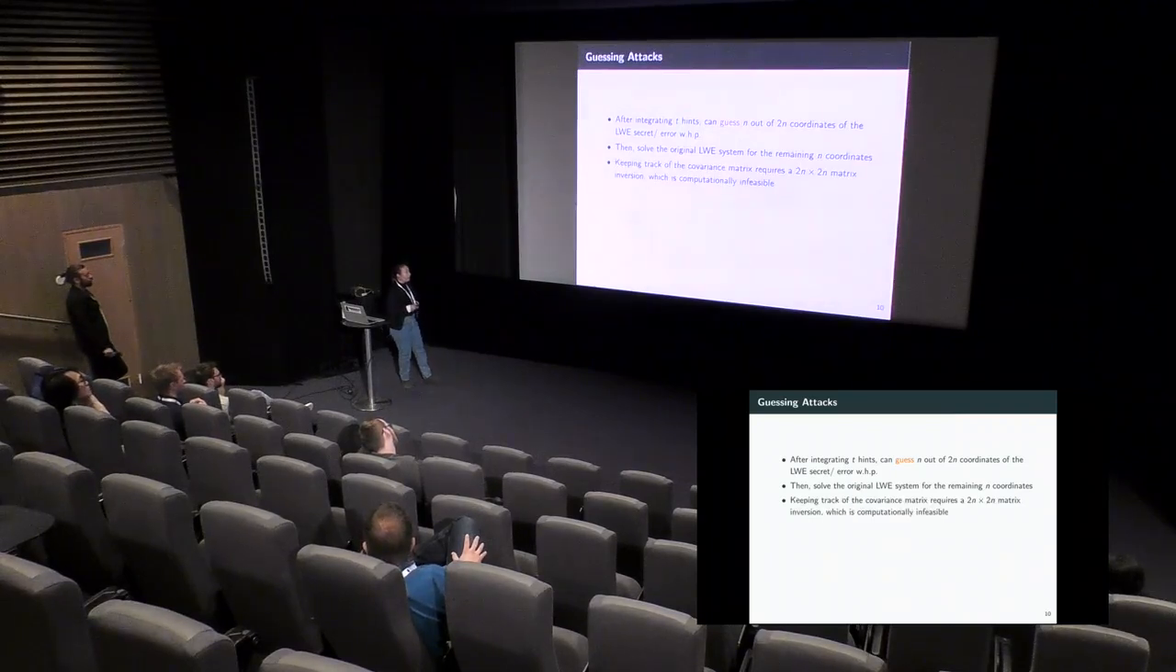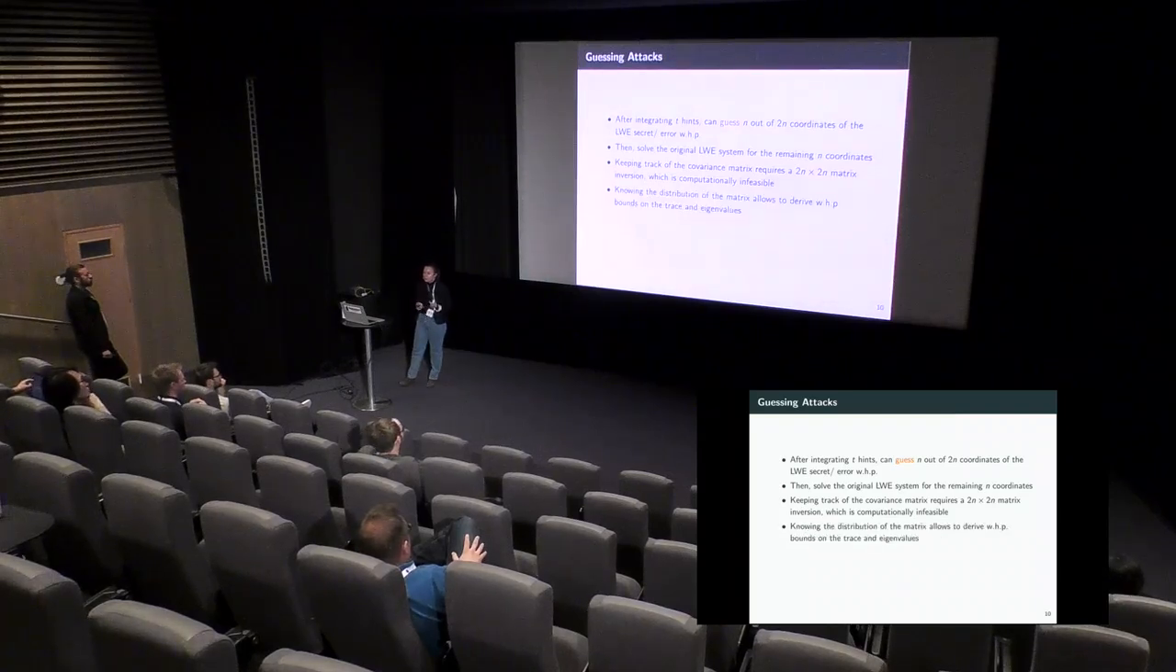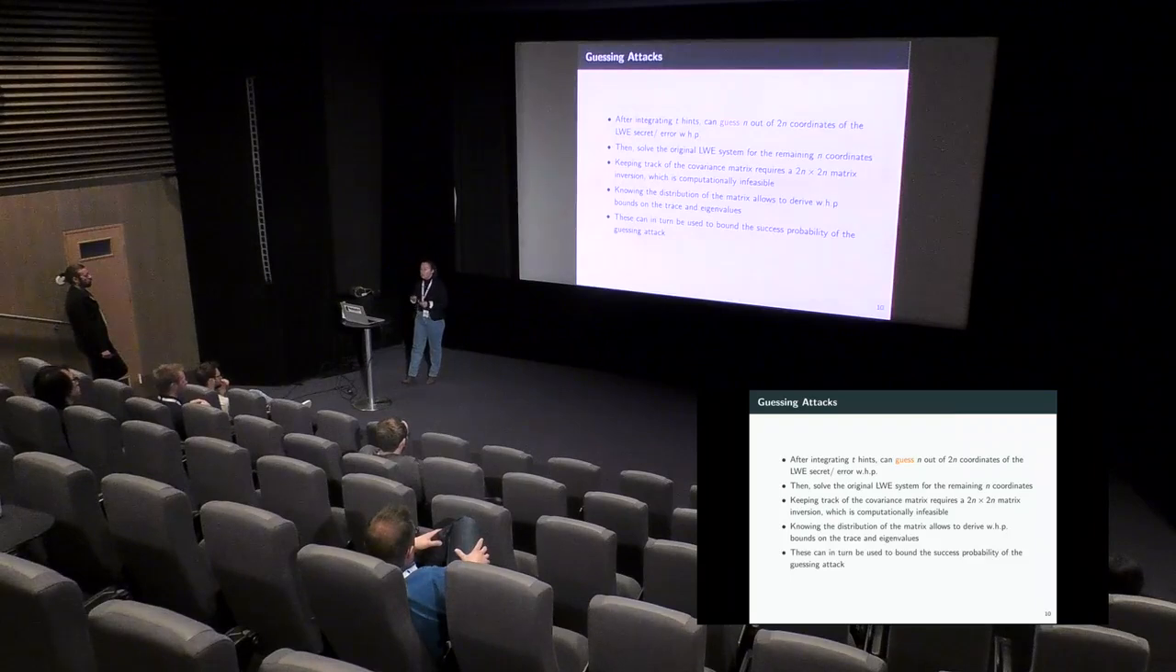Here again, keeping track of the covariance matrix requires a 2n by 2n matrix inversion, which again is not computationally feasible for our parameter sizes. But instead, if we know the distribution of the matrix, then we can get bounds on the trace and the eigenvalues with high probability, and then we can use this to bound the success probability of the guessing attack. So this is the approach that we take.